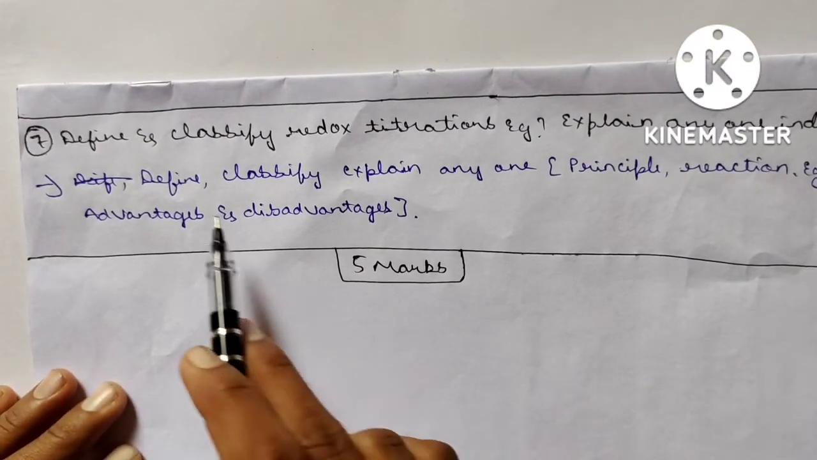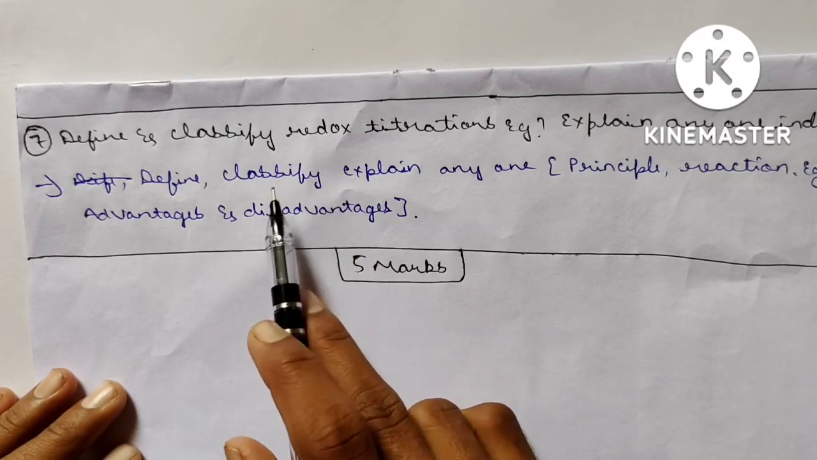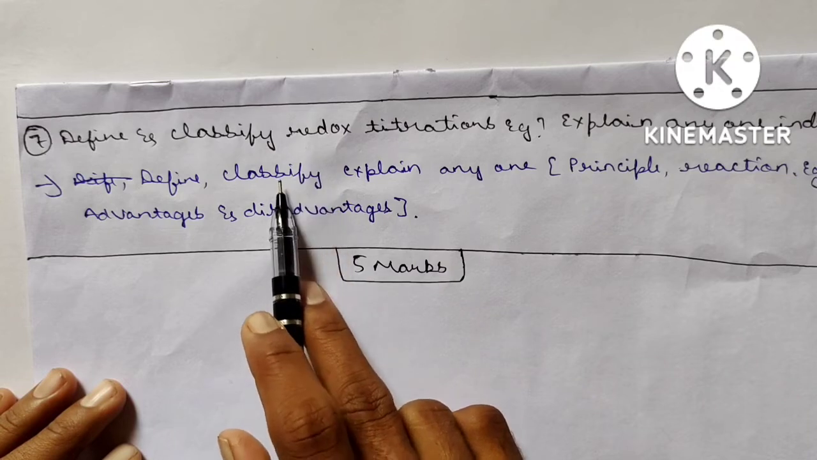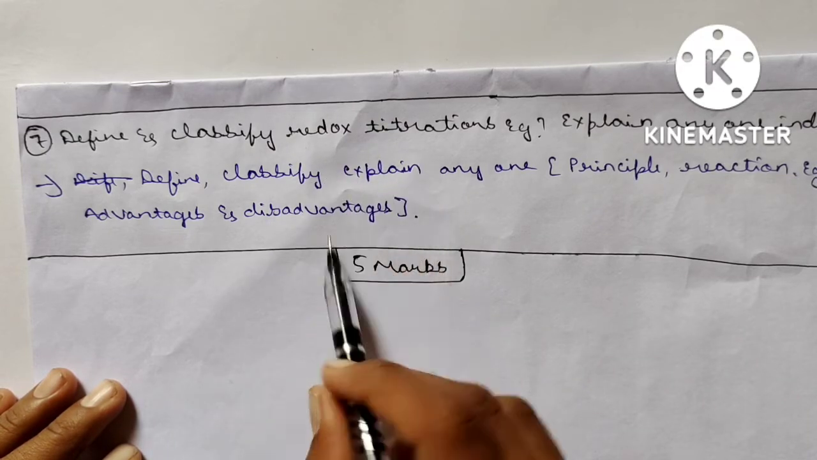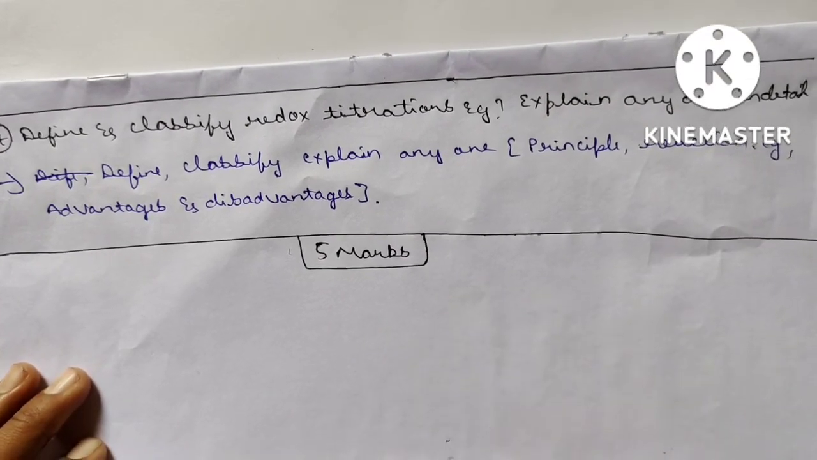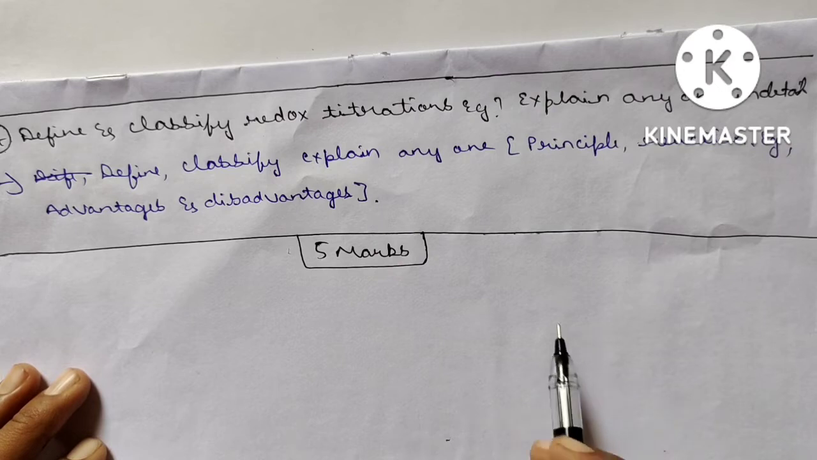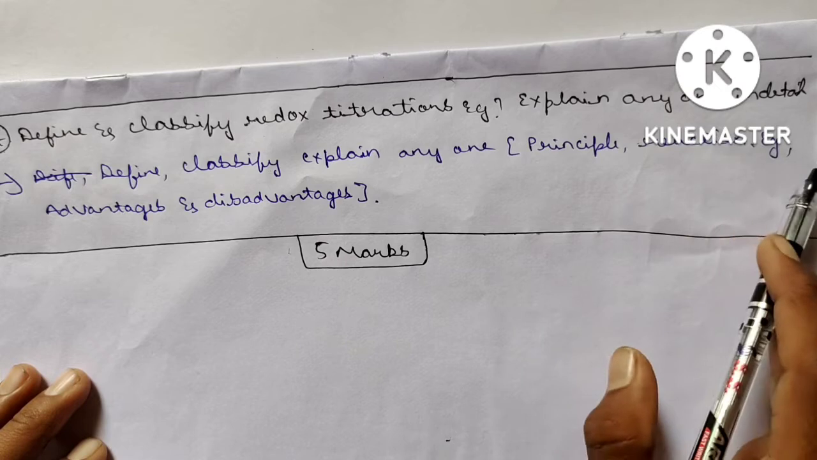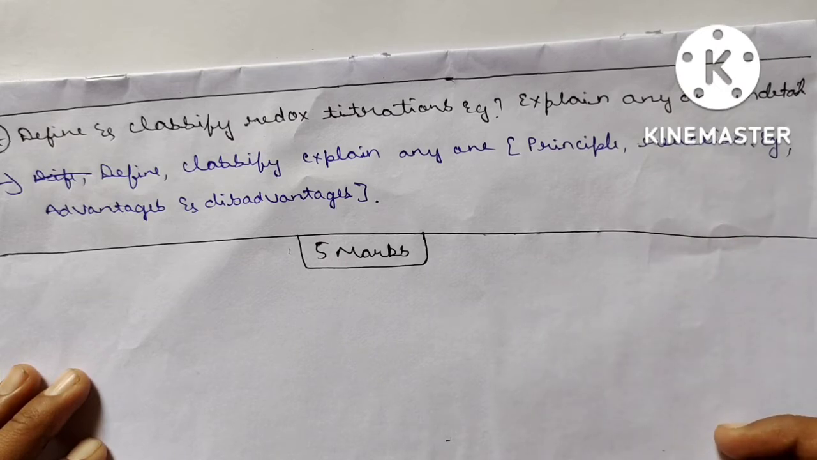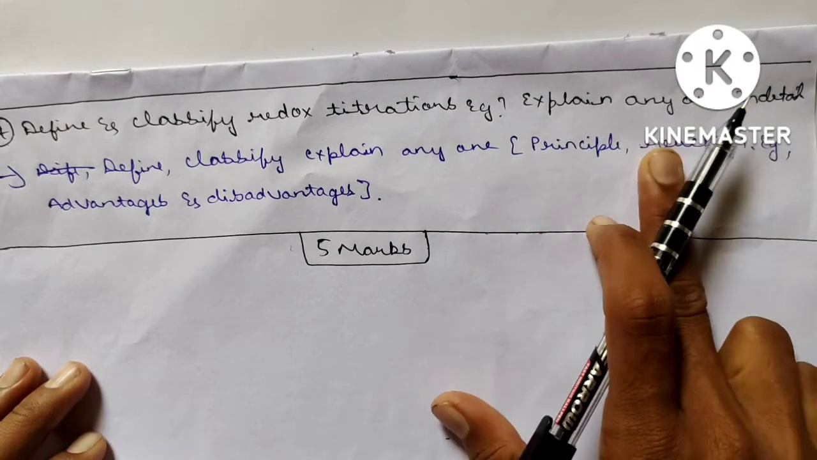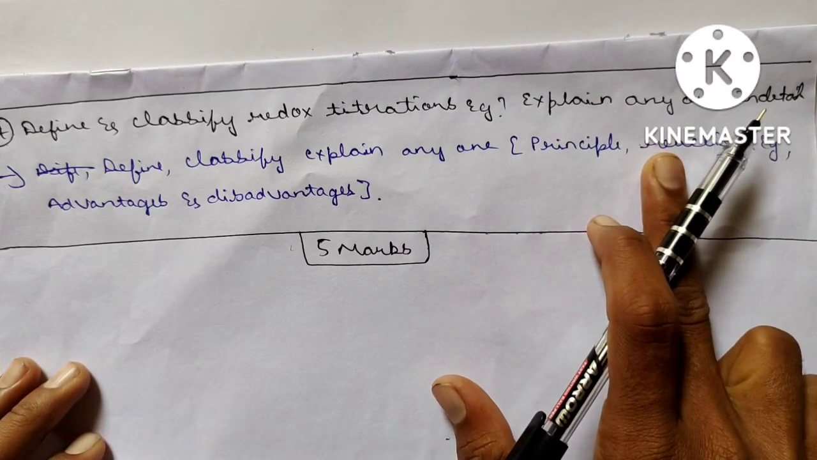What you have to do is first define what redox titration is. The definition should be minimum 4 to 5 lines. Then you classify redox titration. First, write all the classifications. Then write what they have asked. For example, if they have asked to explain in detail about cerimetry, or if they ask explain any one, you can select any one and write, no issue there. But if it is compulsory, write in detail about cerimetry, redox titration.